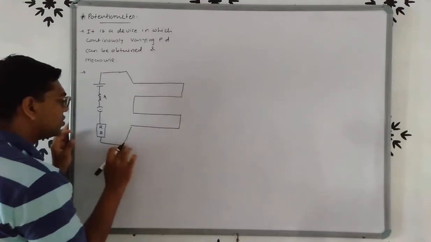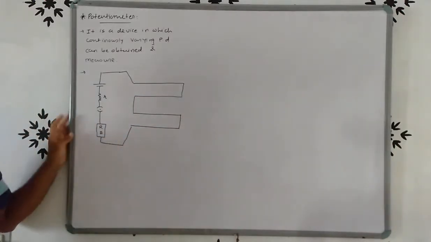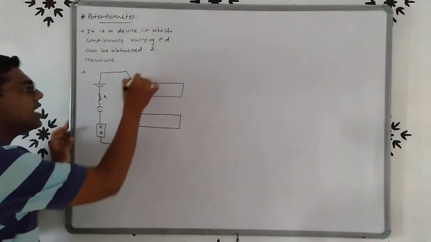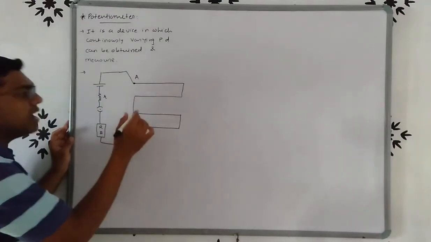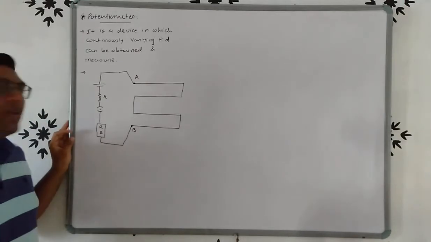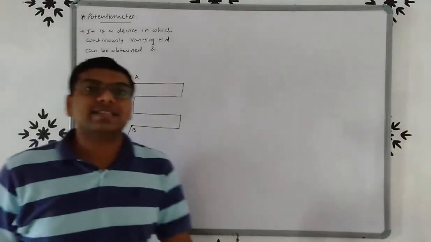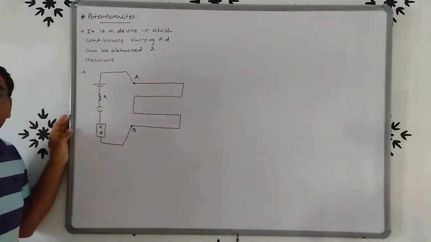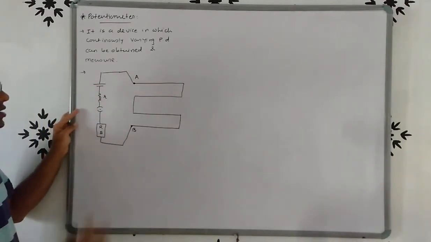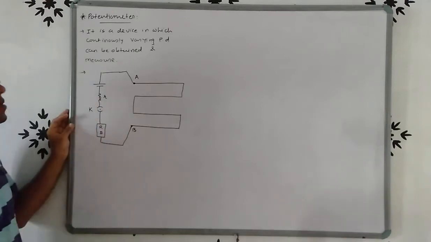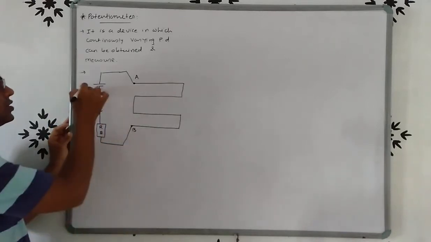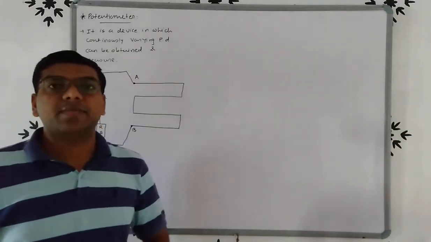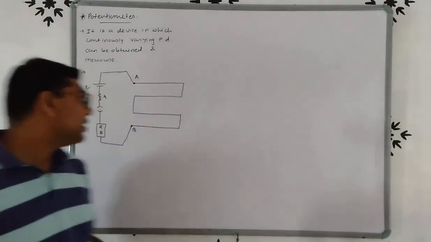Here in potentiometer there is a wire, this wire AB, and the length of the wire is L. So in potentiometer there is a wire which is connected with battery having internal resistance r, key, and resistor bank. This is the circuit diagram of potentiometer, right?